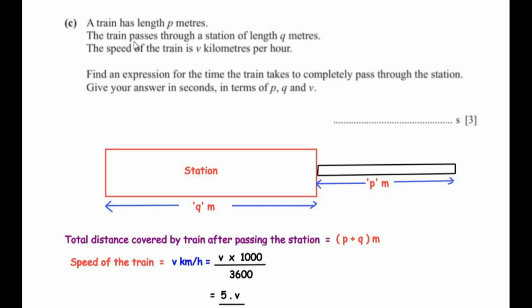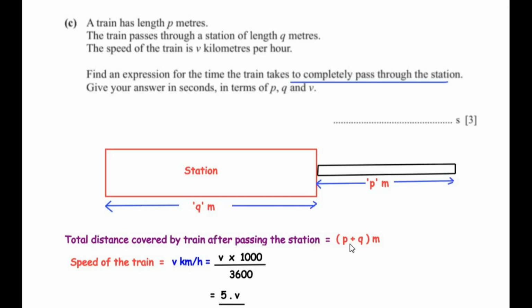Now here they have mentioned to find an expression for the time the train takes to completely pass through the station. Means the train should be completely out of the station. So the total distance the train is going to cover is the length of the station plus the entire train has to move out of the station, so it is going to also add up its length. So here we have written total distance covered by the train after passing the station is p plus q.